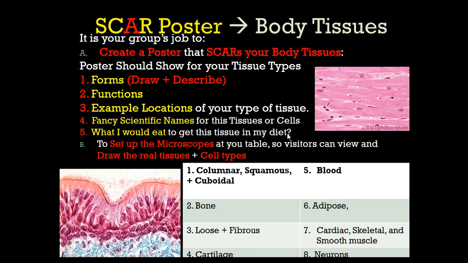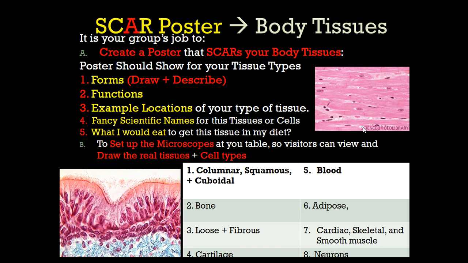What we would traditionally do now is we would go in and take a look at a bunch of slides. You guys would create a SCAR poster that would look at the form and function of all these different types of cell types. Now, one of the things that you would notice, of course, is you can look at a cell type and you can figure out its form, and that will tell you its function.